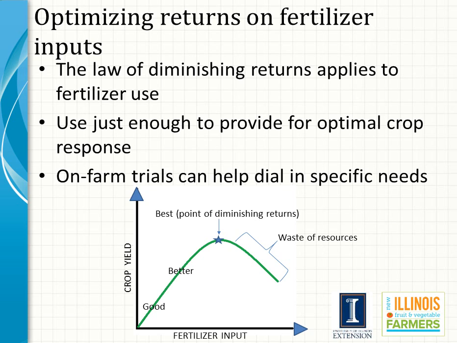The question now becomes, how much fertilizer do I need? The law of diminishing returns is applied here. You should only add enough fertilizer to optimize your yields. Any amount below optimal reduces yield, and any amount above wastes resources and the potential yields as well. One approach a grower can use is on-farm fertility trials. These trials can help a grower determine near optimal rates for fertilizer addition tailored to their specific farm.